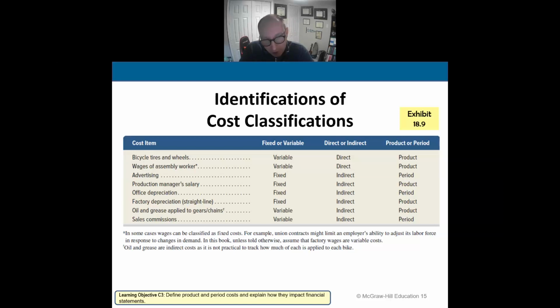Advertising. That's a fixed cost. I took out an ad for a TV. It's a fixed cost.